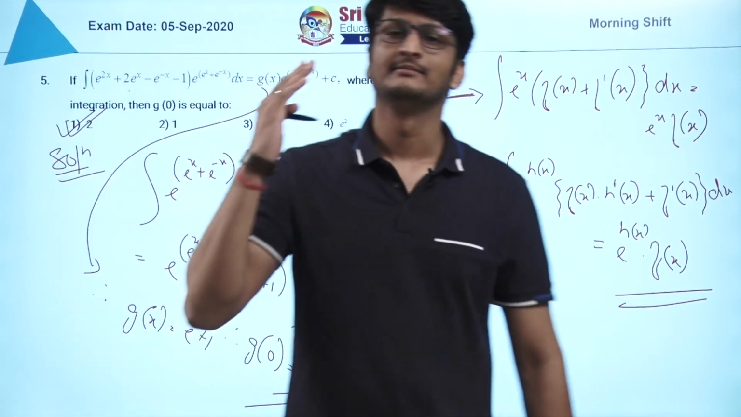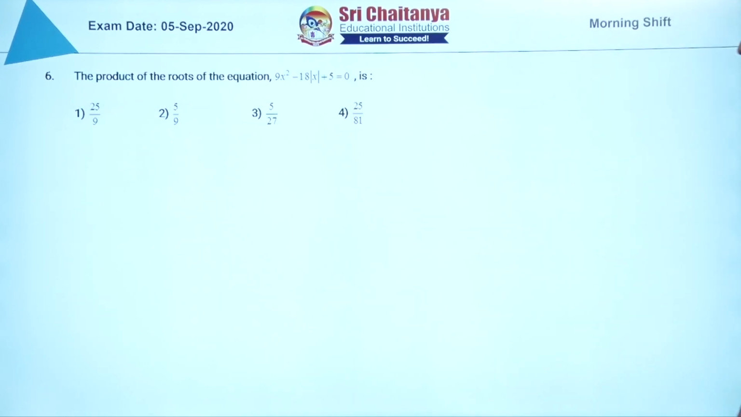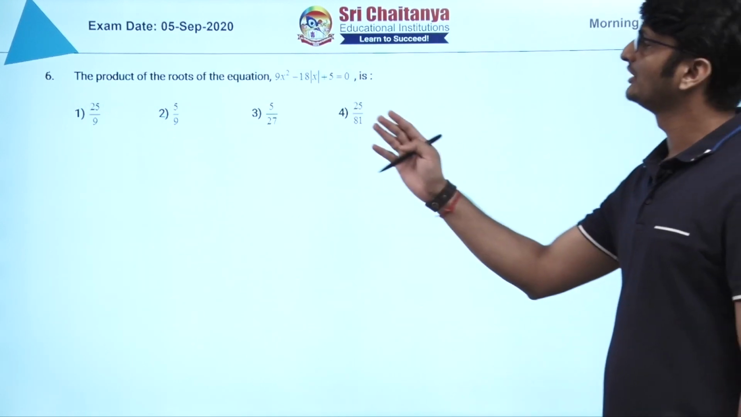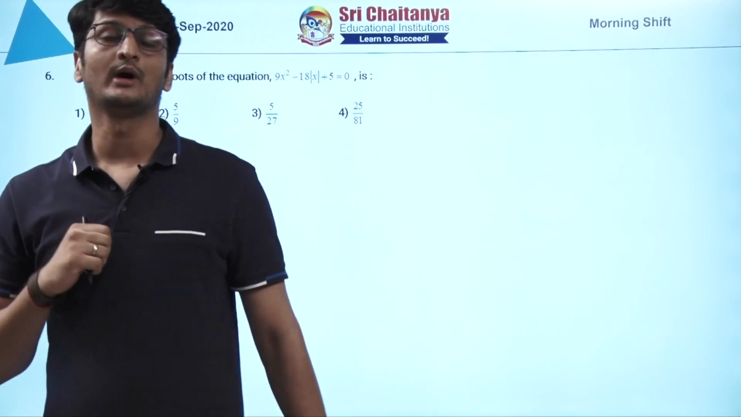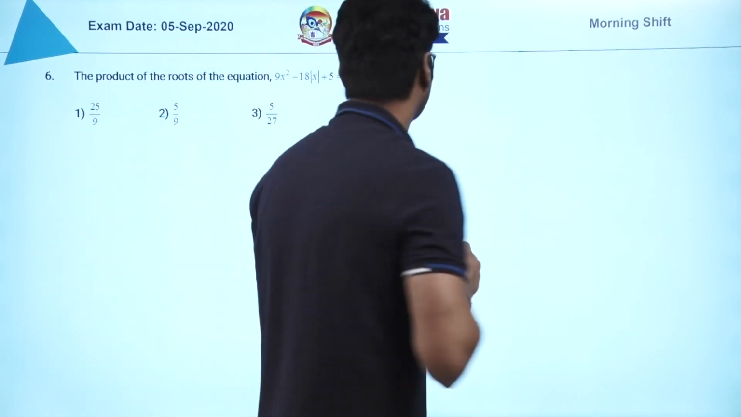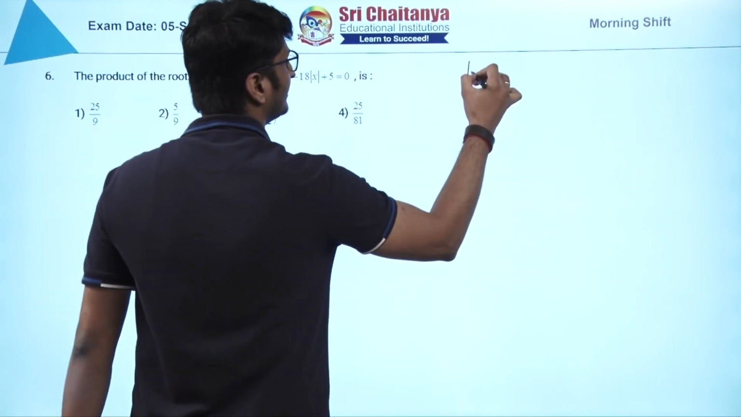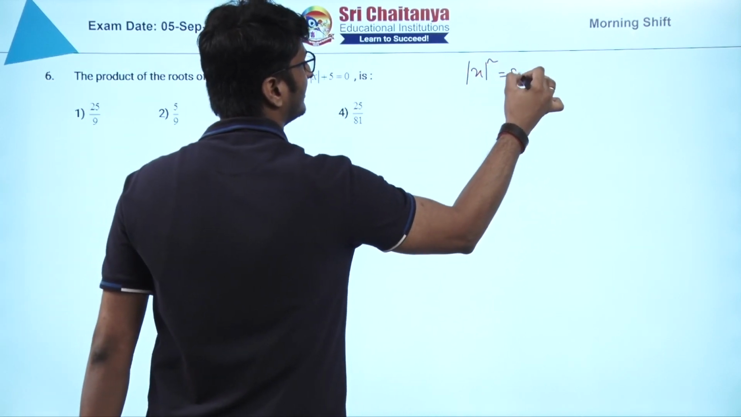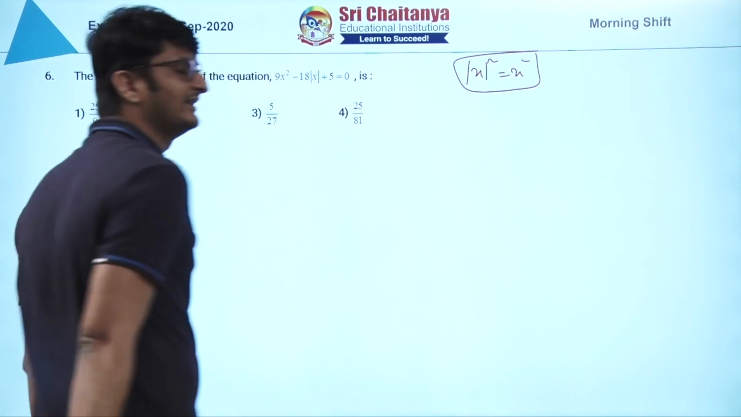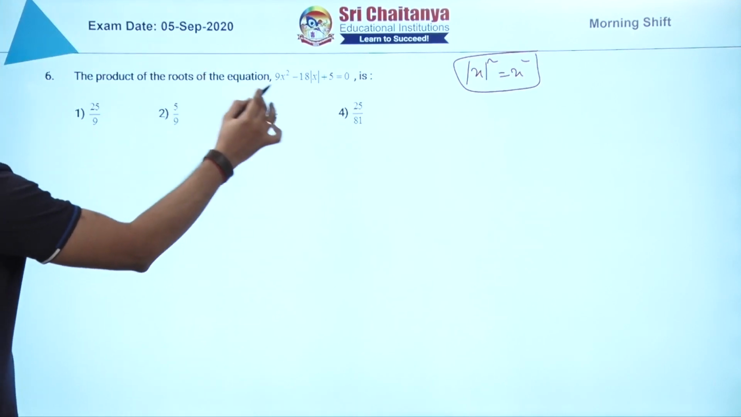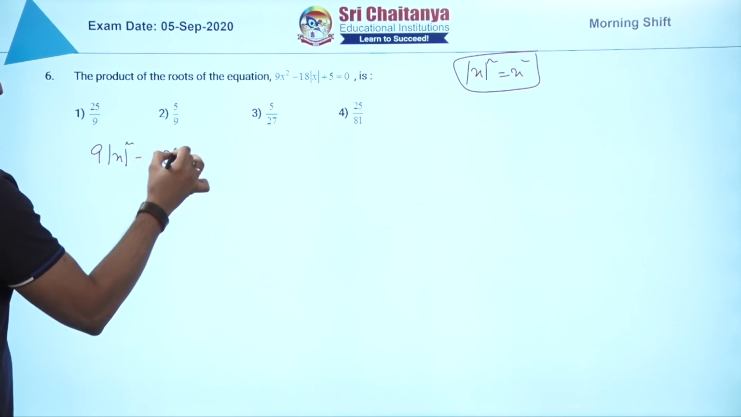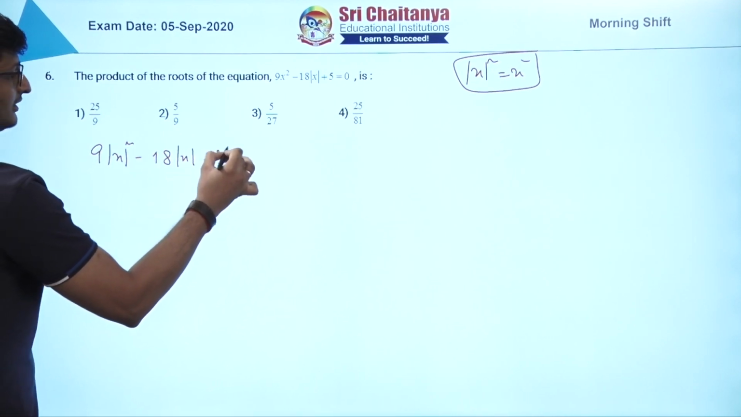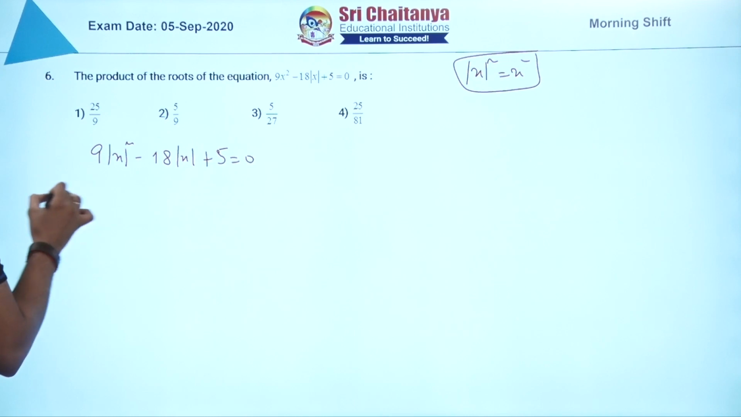Good. Move to the next question. The product of the roots of the equation this. This question comes from the chapter quadratic equation. Easy question, yes, obviously. We should know this thing, mod x square and x square are both same, x square can be written as mod x square. So, here I am writing 9 of mod x square, 18 of mod x plus 5, correct. Let mod x be t.